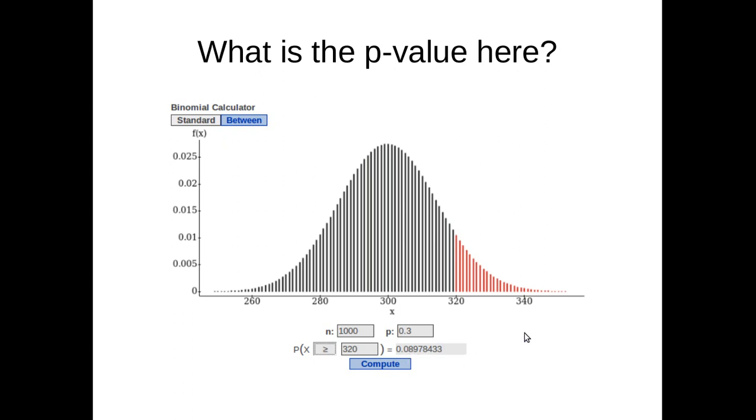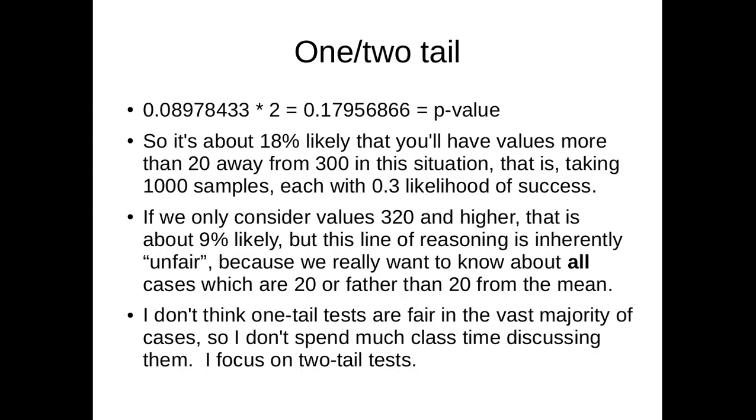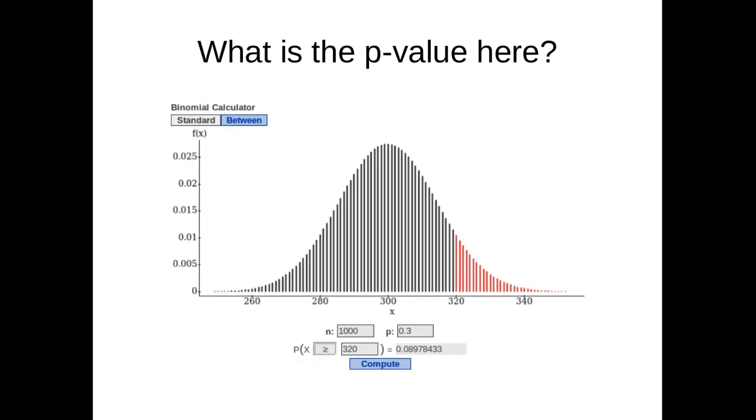So about 9%. But that's not entirely fair, because it could just as easily be low as be high. And I want to know, what's the probability of getting a value that extreme, not just that high? So I should probably multiply 9 by 2 and get 18. So it's about an 18% chance of getting in one of these tails. So the p-value would be about 0.18, which is pretty high for a p-value. Okay, so it's about 18% likely that you'll have a value in one of those two tails, and so I don't think that it's very unlikely at all.